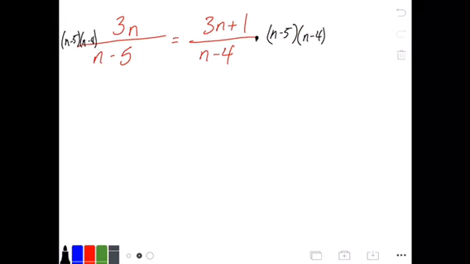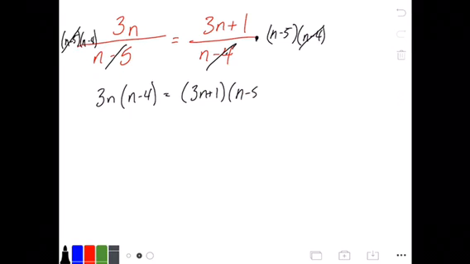Okay, so we multiply both sides, and then when we do that, you guys probably already know what happens here. The denominator is going to cancel out. So this is just a fast way for me to get rid of my fractions. And then you're left with 3n times n minus 4 equals the quantity 3n plus 1 times the quantity n minus 5. So really what I did is I multiplied by common denominators to get rid of my fractions. That's really the main goal here.